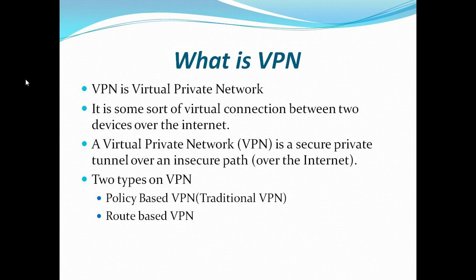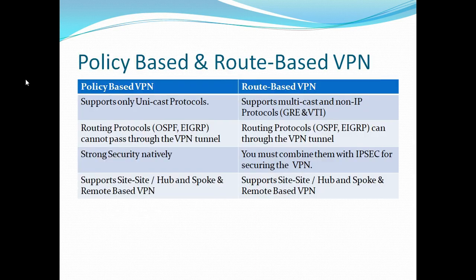There are two main types of VPN: policy-based VPN and route-based VPN. First of all, there are certain differences between them. Let's get into them. What is a policy-based VPN? Policy-based VPN only supports unicast protocols, while route-based VPN supports multicast and non-IP protocols. That is, protocols such as EIGRP and OSPF will not be allowed in policy-based VPN.